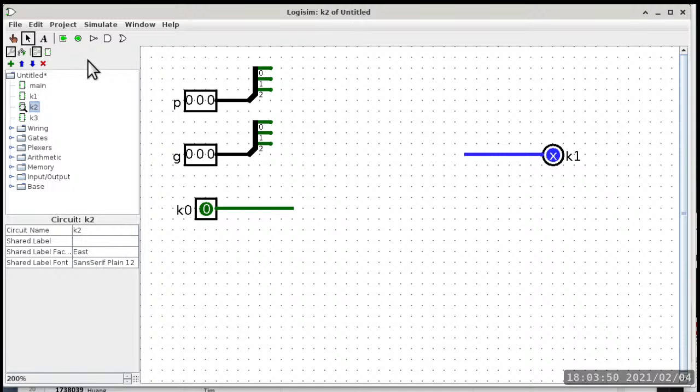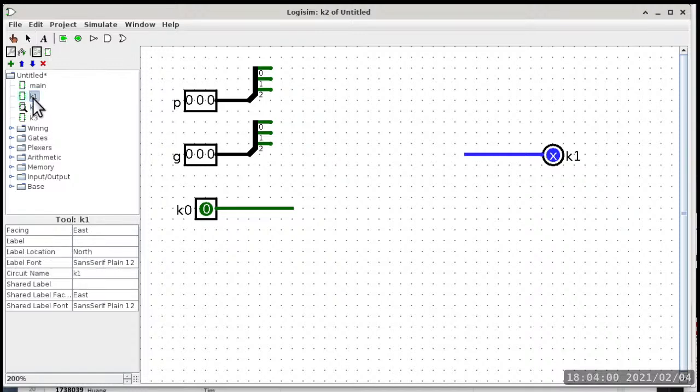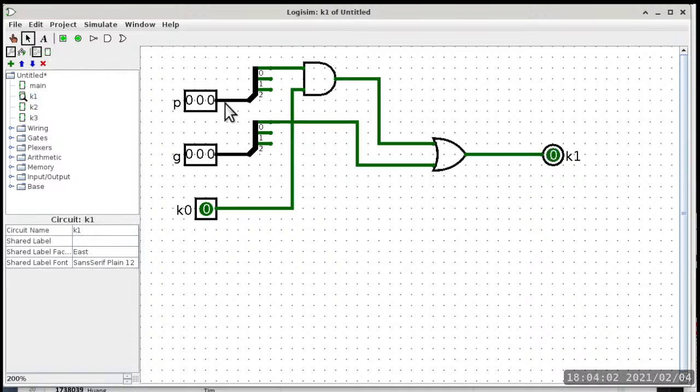And Alexander is asking, can I see the layout of K1 real quick and the properties of the splitter? Sure. There we go. And here's the property of the splitter. This is the default. If I make a 3-bit splitter and set the fan out to be 3, this is how it's going to be set up.